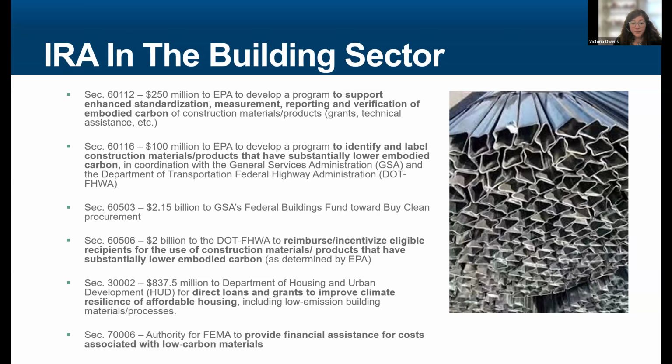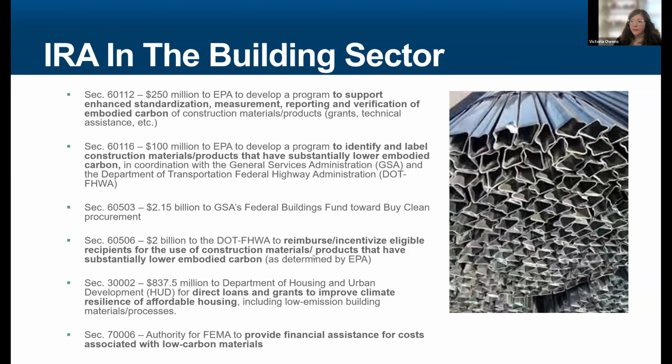In section 30002, we have over 830 million set aside for HUD, for direct loans and grants to improve the climate resilience of affordable housing. And again, that includes a component of low emission building materials. And then section 70006 is authority for FEMA to provide financial assistance towards the costs associated with low carbon materials.